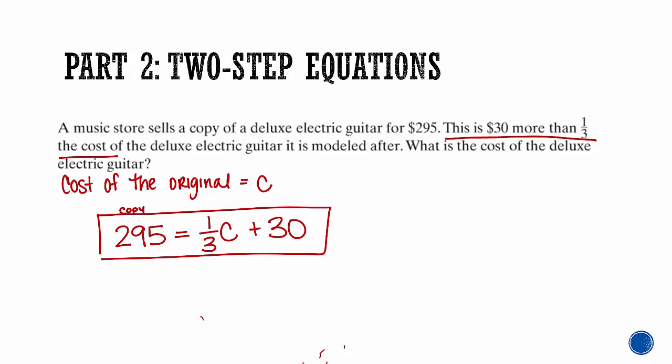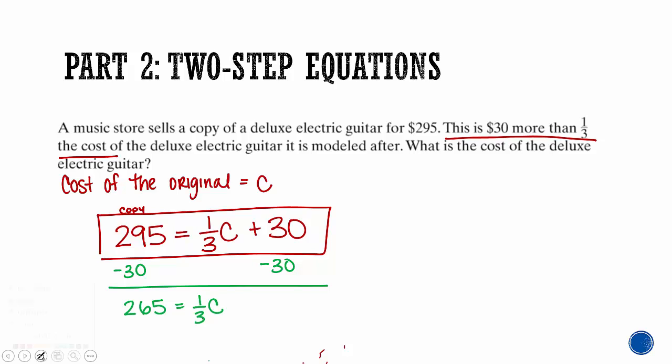And then it asked us to solve it because we need to know the cost of the actual original guitar. So before you do this, stop and think, should this be more or less than the copy? It should definitely be more. So if you get something less, chances are your equation was wrong. So to solve this, same thing that we did before. We have to undo addition and subtraction first. So I'm going to subtract 30 from both sides. And I'm going to end up with 265 equals 1/3 of the cost.